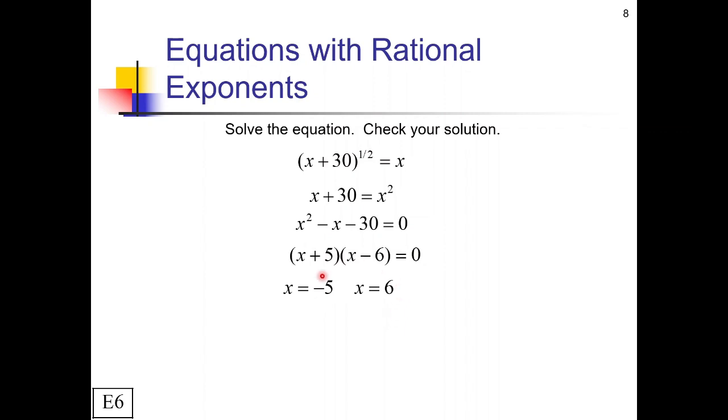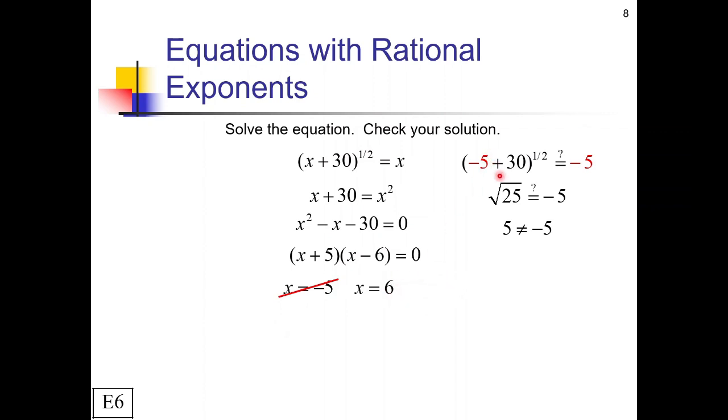And just like always, let me check both of those and make sure they both work. So we'll do negative 5 first. We've got negative 5 plus 30 to the 1/2 equals negative 5. Or does it? This is 25 to the 1/2 power, which is the square root of 25. And the square root of 25 is just 5, plain old positive 5, which does not equal negative 5. So we have to get rid of this negative 5 answer. That one's extraneous.